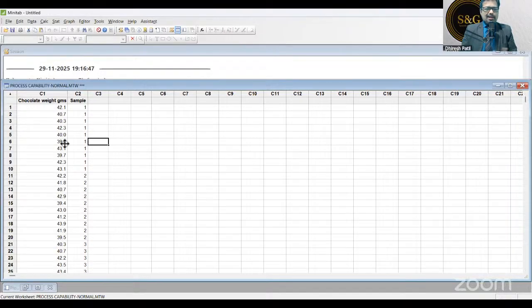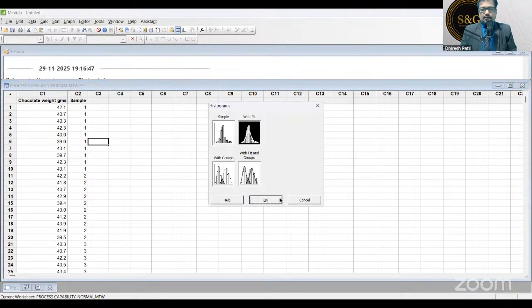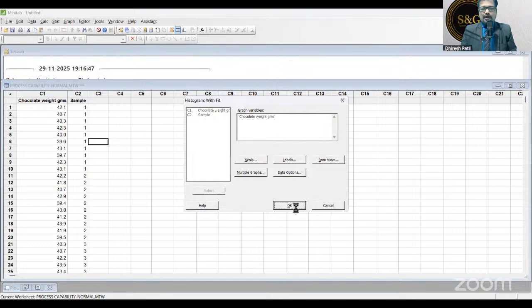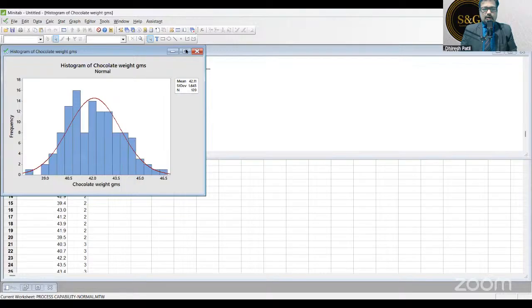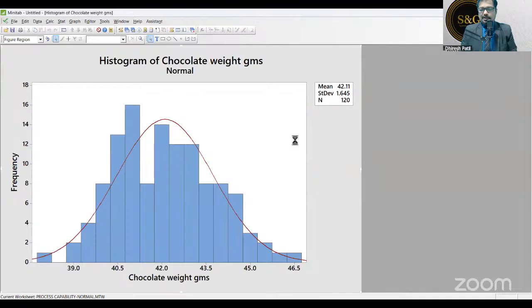Done, opened, same file, you know this already. Okay. Everybody make a histogram and copy and paste it in the chat quickly. Go to Graph, Histogram, With Fit, chocolate weight, click on OK, and the histogram is created. If you copy it and paste it, it will be pasted. I've done it for you. You can also do it quickly. Let me see how many of you can do it.